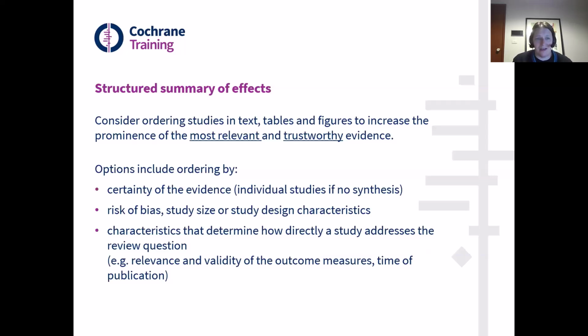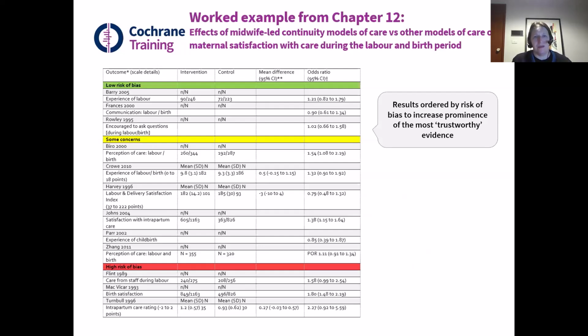Another option is characteristics that determine how directly a study addresses the review question, for example, relevance and validity of the outcome measures, and time of publication. This is a worked example I'm going to keep coming back to, presented in chapter 12 of the Cochrane Handbook. I won't talk through all the detail today, but that resource is there for you to have a look at. This is from a Cochrane review, but we've altered the data to demonstrate the different methods. It was a review looking at the effects of midwife-led continuity models of care versus other models of care on maternal satisfaction during labour and the birth period.